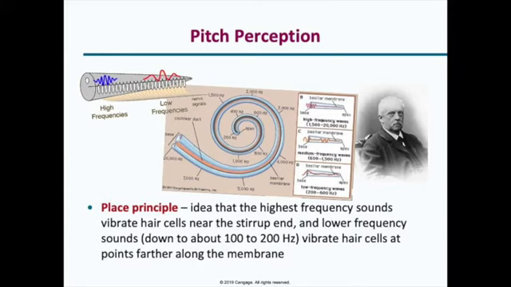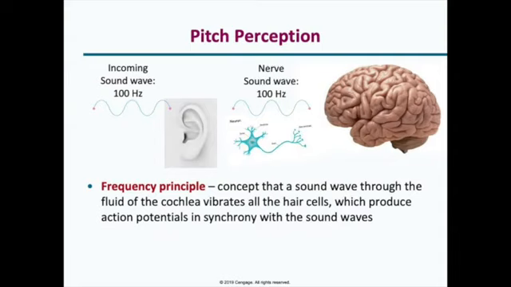Slide 34. Further research shows that all hair cells are stimulated by any sound, providing a challenge to the place principle. As its name suggests, the frequency principle is the concept that a sound wave, through the fluid of the cochlea, vibrates all the hair cells, producing action potentials in synchrony with the sound wave frequency, sending a signal to the brain via neurons firing at a rate that mimics the frequency of the sound. That is, when, say, a 100 Hz frequency is perceived, it is because the signals being sent to the brain are nerve impulses in bursts of 100 cycles per second, the same frequency as the sound wave.